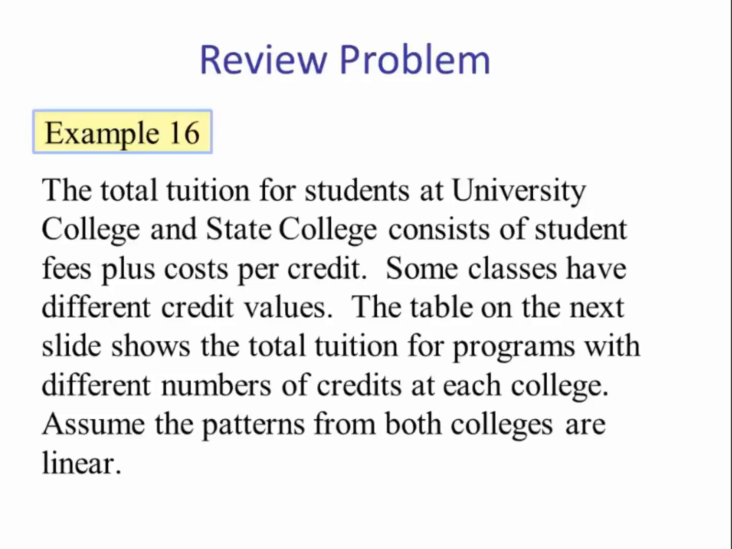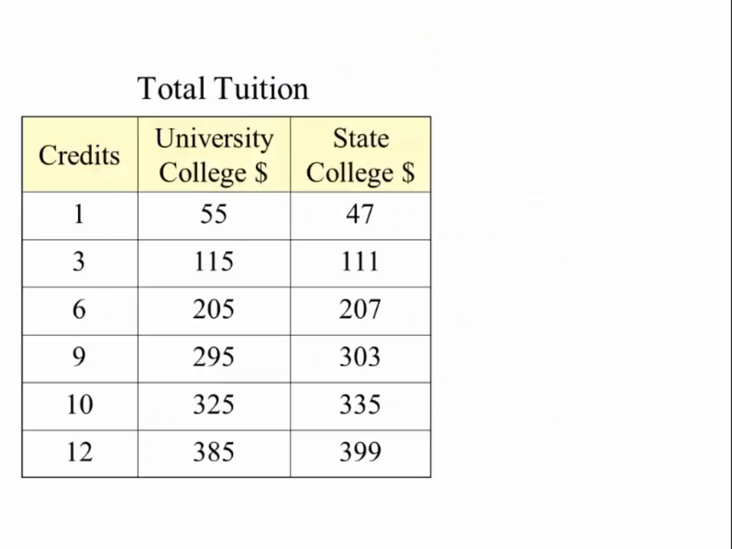Some classes have different credit values. The table on the next slide shows the total tuition for programs with different numbers of credits at each college. Assume the patterns from both colleges are linear. So here we have the table. Here's the number of credits. Here's the charges for the university college, and here's the charges for the state college.